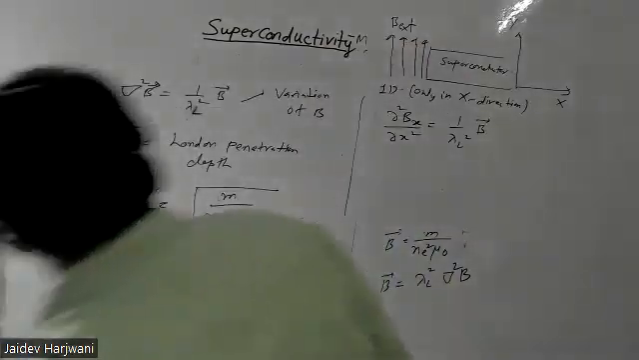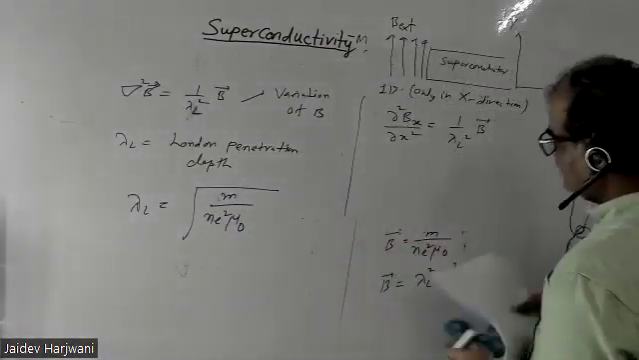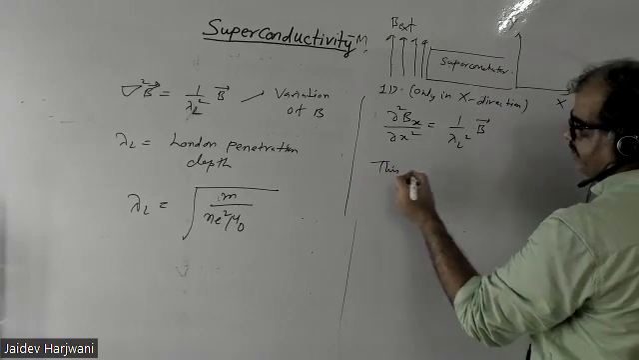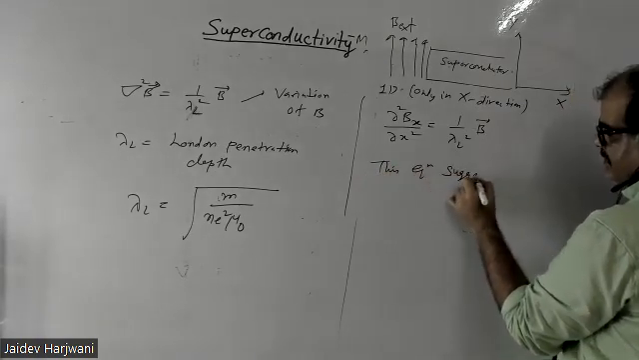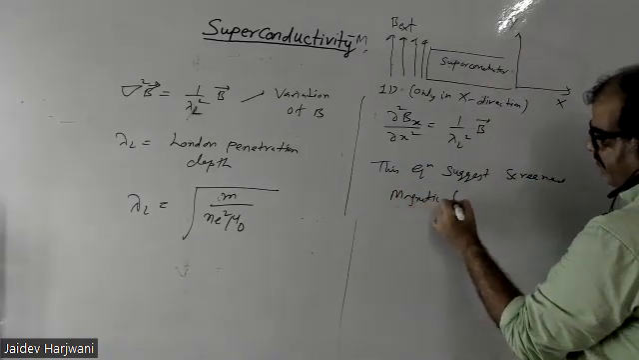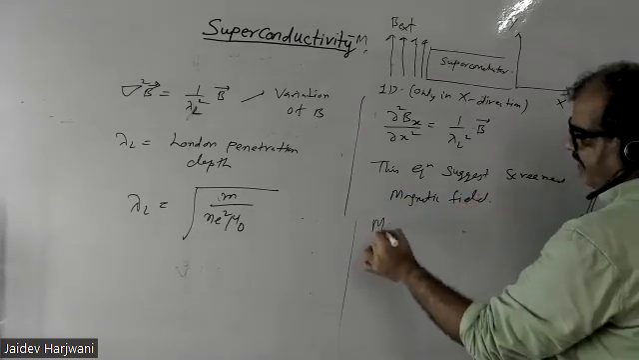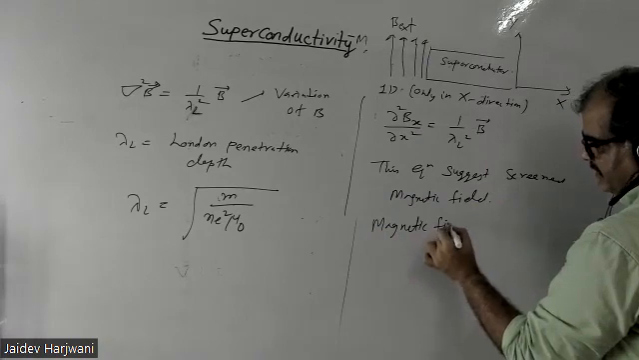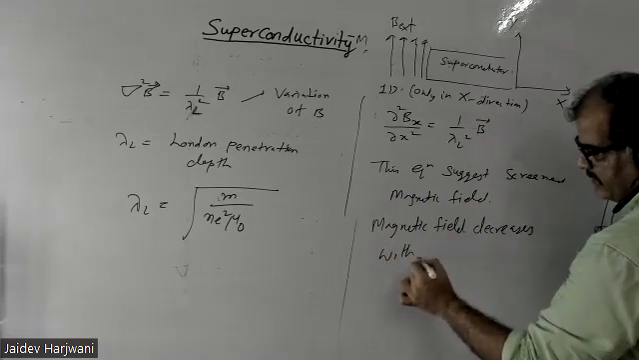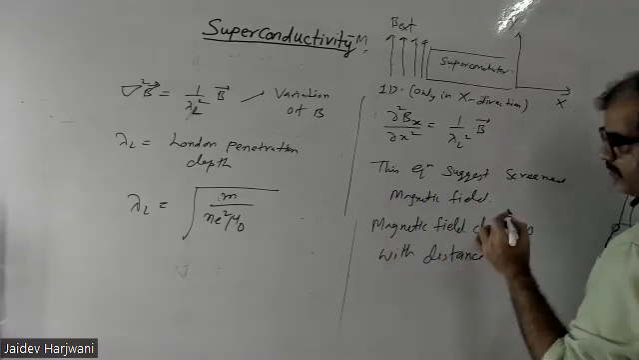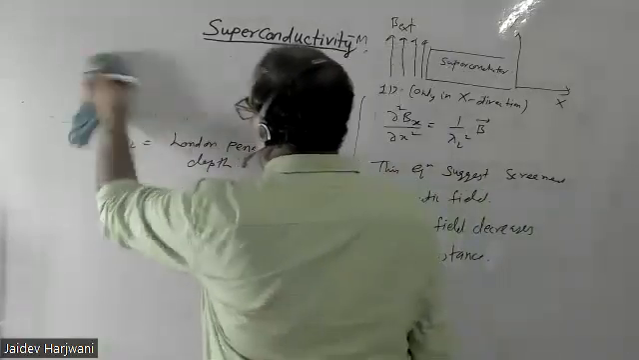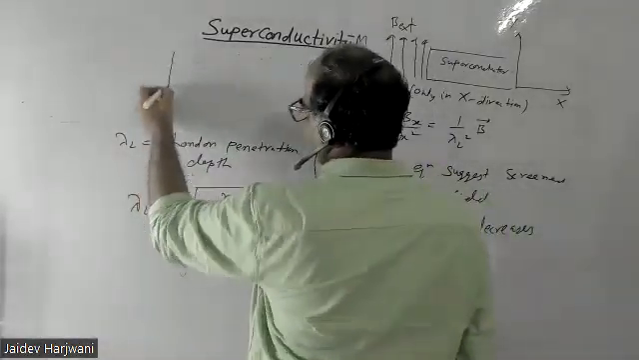Finally I am arriving at this part. What does this equation suggest? Screened magnetic field. Screened magnetic field means the magnetic field decreases with distance. So if I plot the variation of B, this is my sample.